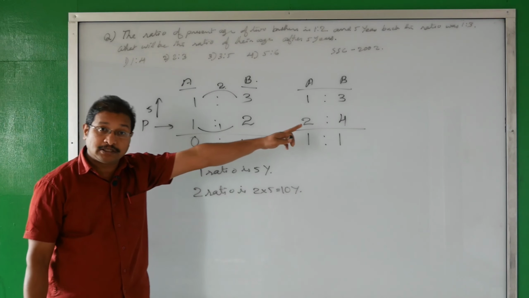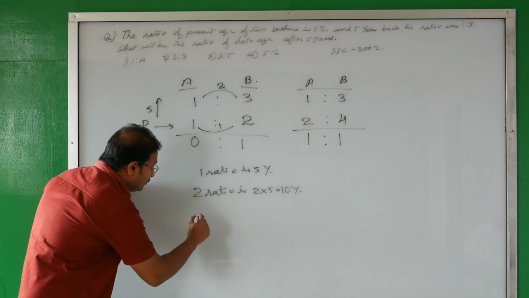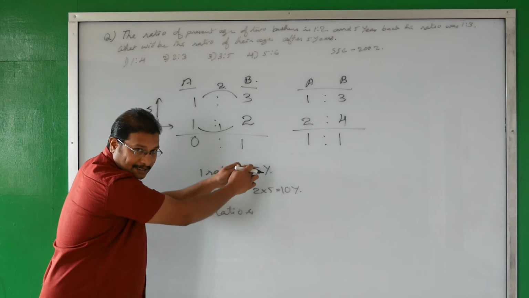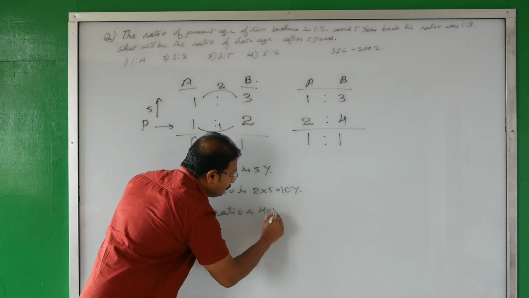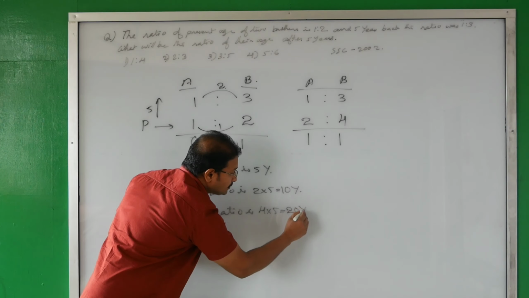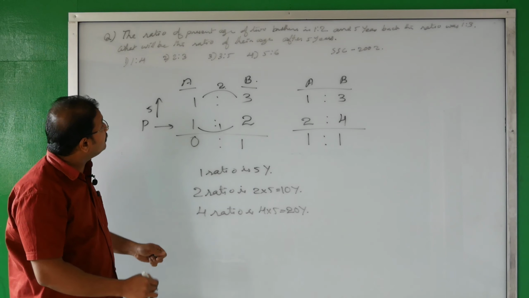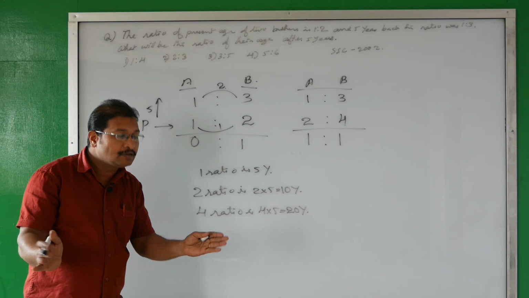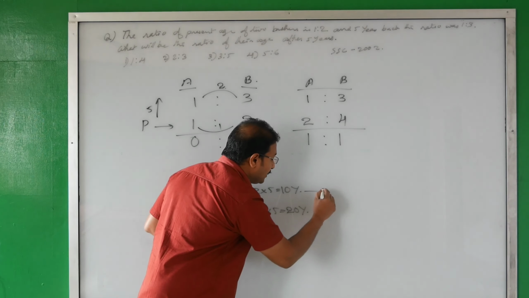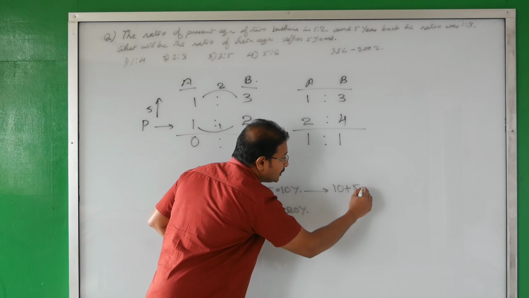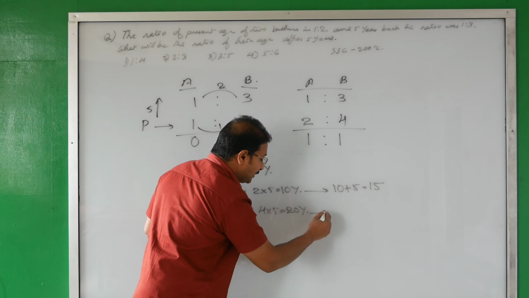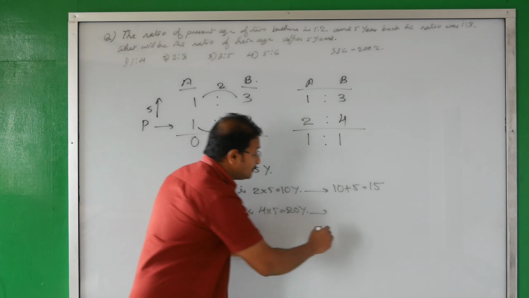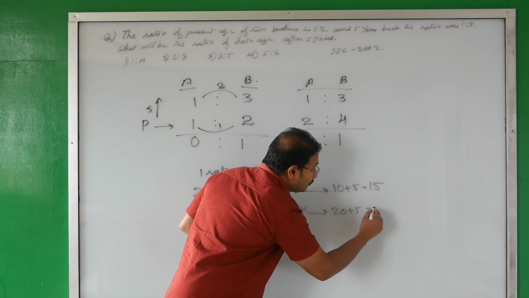Next one, what will you do? Second brother, ratio 4. So we will take 4 ratio is 4 into 5. 4 into 5, that is 20 years. Now check the question. What is given there? You want to find out the ratio of their age after 5 years. After 5 years means plus. So here we get 10 plus 5, that is 15. And here after 5 years, that means 20 plus 5 equals 25.